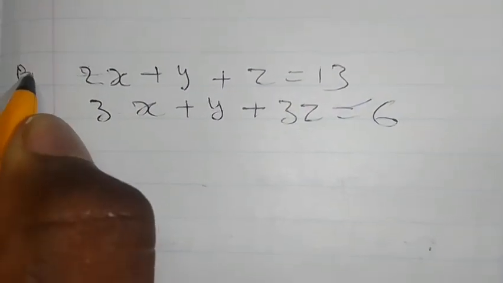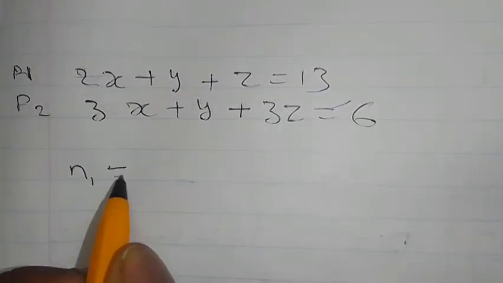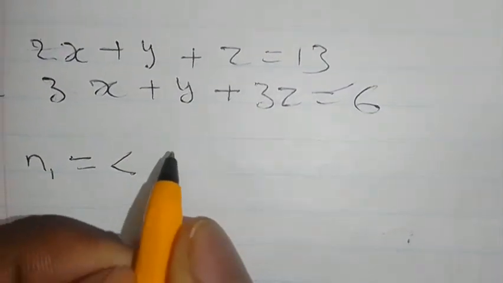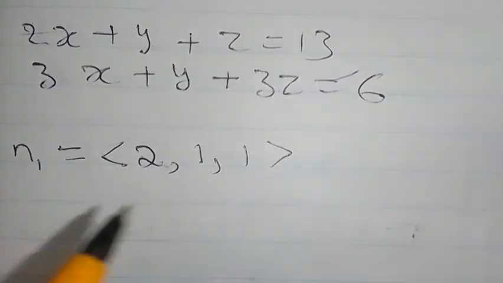Let me just write it. So this one will be plane 1 and this one will be plane 2. If you're looking for the normal vector of that in direction vector form, you just take the coefficients, and then you'll have a normal vector (2, 4, 1). That's a vector perpendicular to that plane.